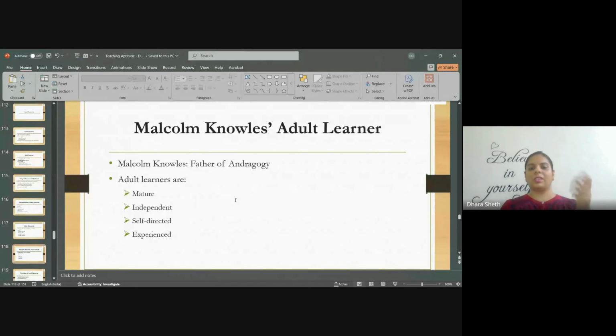Malcolm Knowles is known as the father of andragogy. Please remember the name of this person, Malcolm Knowles. He says that adult learners are mature, independent, self-directed, and experienced, which is just a recap of the previous slide. Okay? Malcolm Knowles, please remember the name.